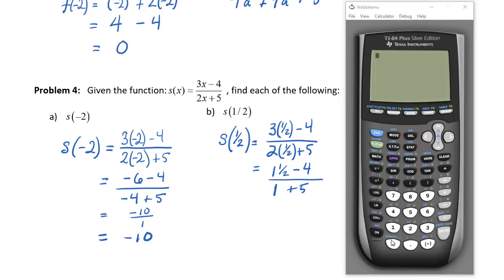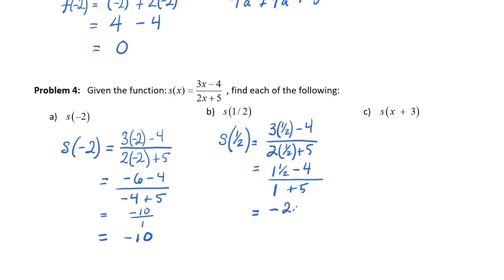Now you can do this in your calculator. You could do this a lot of different ways. 1.5 minus 4 equals negative 2.5. So we'll write the numerator as negative 2.5. And in the denominator, 1 plus 5 is 6.